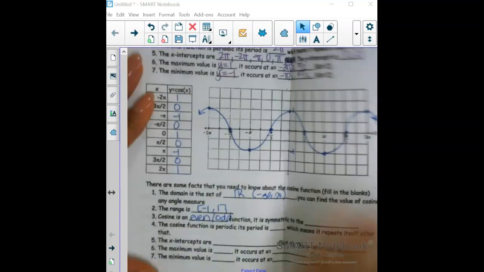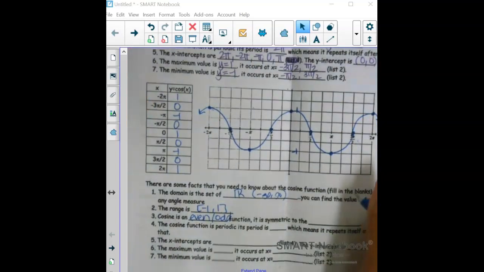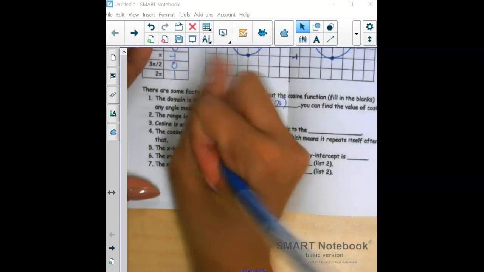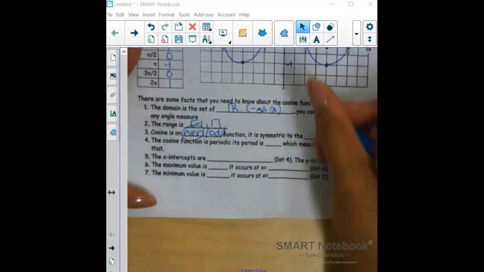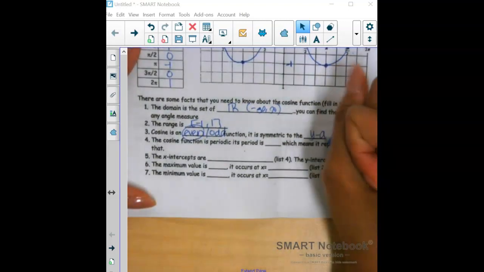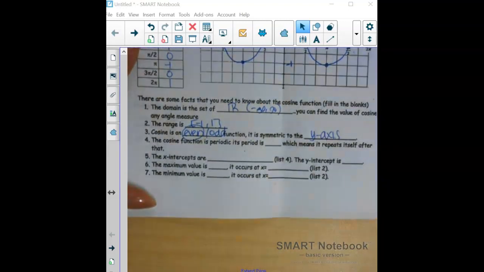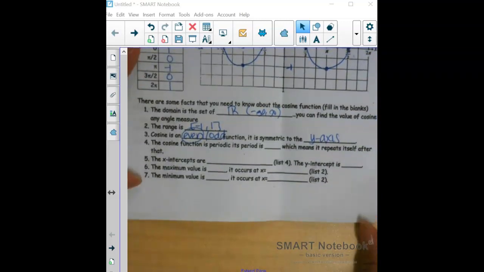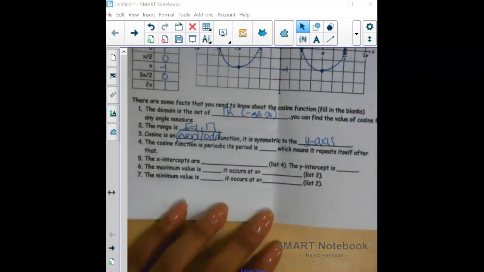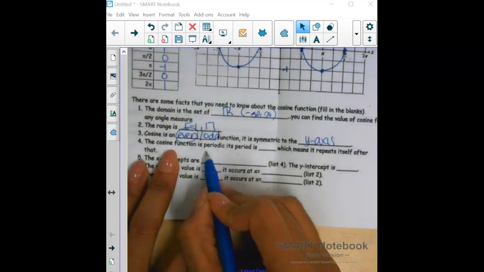So this curve here for cosine is actually going to be an even function, which means that it's going to be symmetric to the y-axis. It's not going to be odd, because if we were to flip this upside down, it would not be the same. All right, let's talk about that period one more time.